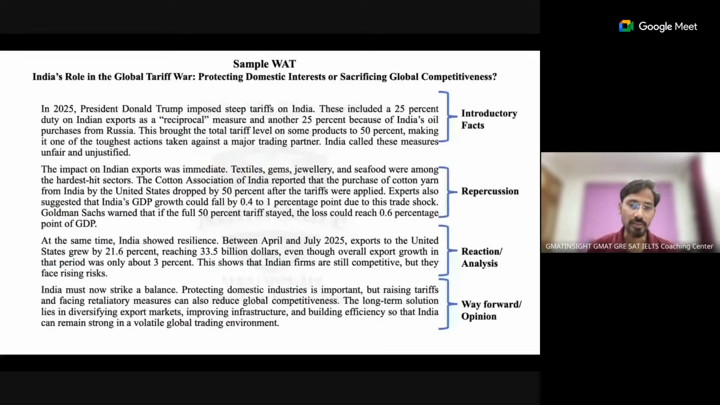There are these 4 paragraphs that I've represented. The first one is the introductory. The second is what were the repercussions that actually happened. The third is what was the reaction of India as a country, and then a small analysis. And the last is what exactly is the way forward that we feel is going to be for India.